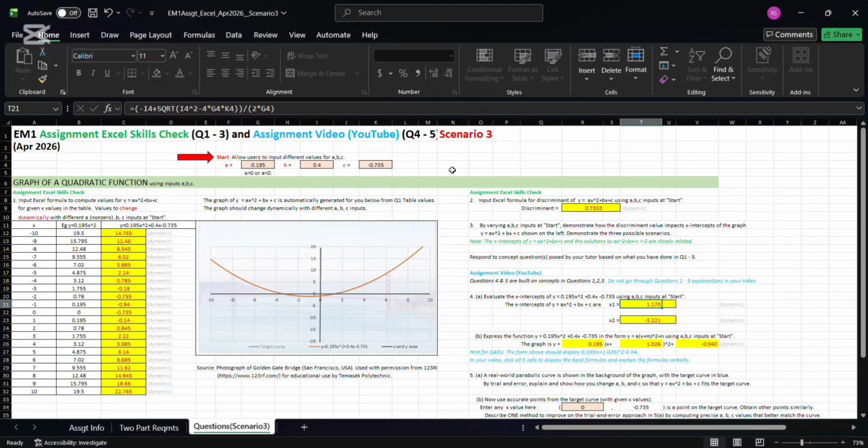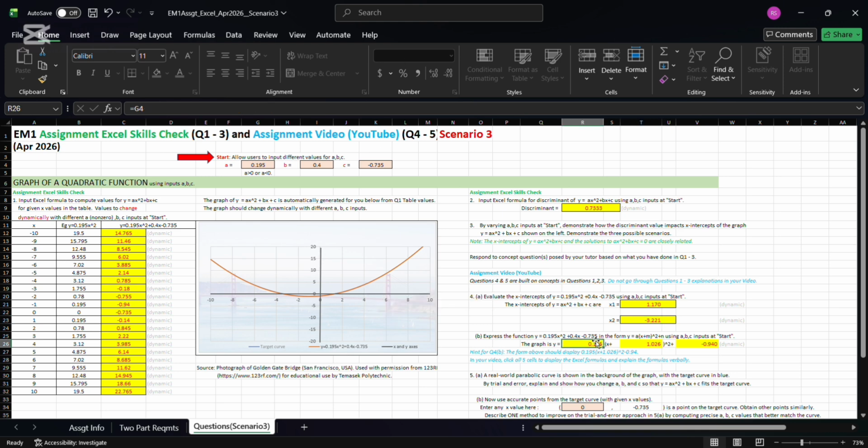A. I need to find the x-intercepts of the graph. The x-intercepts are the points where the graph crosses the x-axis. For the first x-intercept, this formula uses the positive version of the quadratic formula to calculate x1, which gives me a value of 1.170. Next, this formula uses the negative version of the quadratic formula, which gives me a value of negative 3.221. After calculating both values, I found out that the graph crosses the x-axis at x equals 1.170 and x equals negative 3.221.